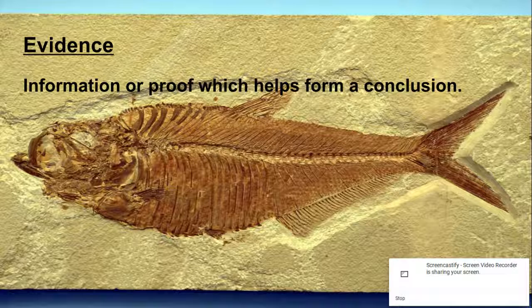Next, we're going to talk about evidence. Evidence is information or proof which helps to form a conclusion. So if you come to me and say, Miss Baxter, Billy Bob over there stole my pencil and my eraser, I might say, oh yeah, where's your evidence? What's your proof? Because you're already forming a conclusion that Billy Bob stole it, but I need to know how you know that. So I need information or proof.